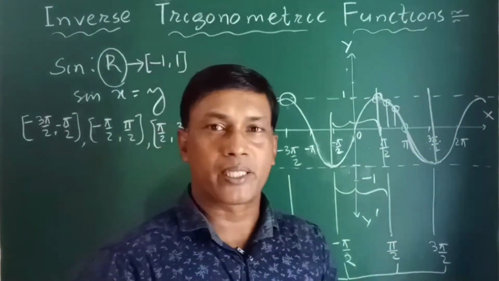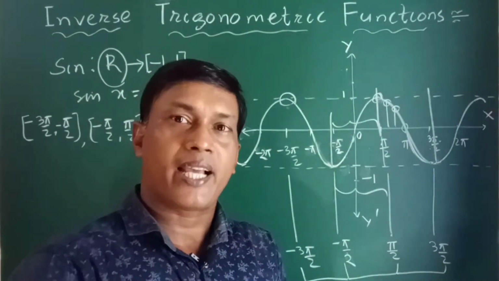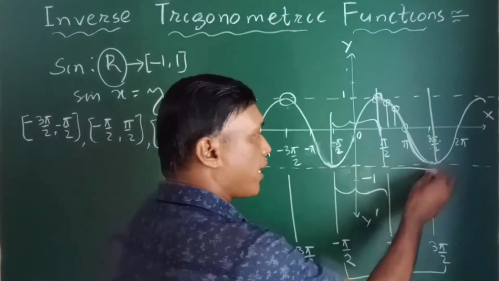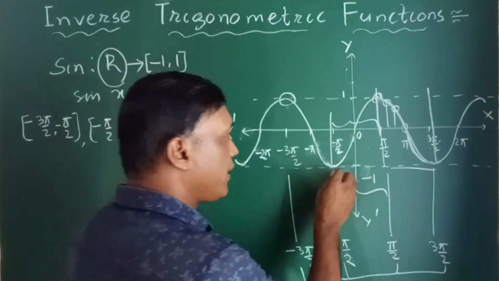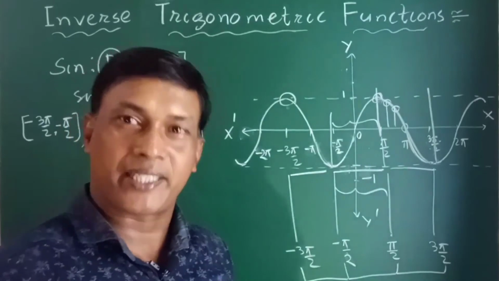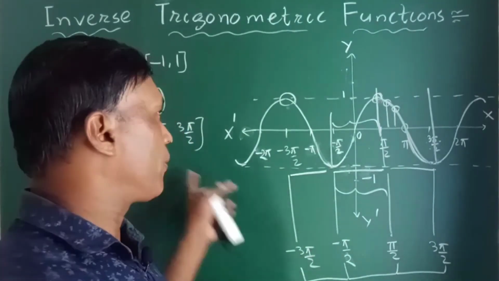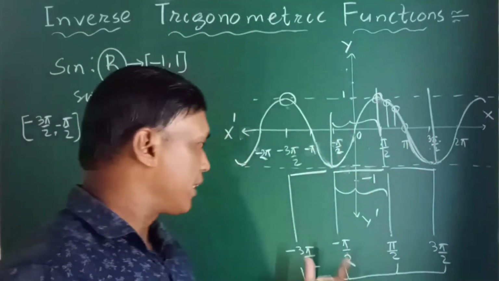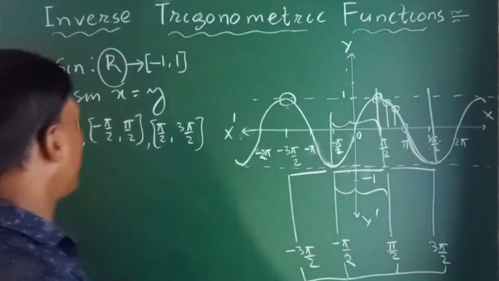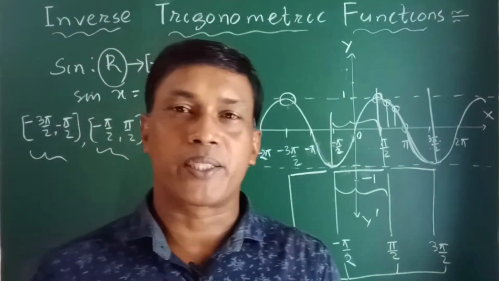कोई भी 2 y का वैल्यू सेम नहीं है. If no two y values are same, so every x has a different image, that means it's one-one. So in this branch sine is bijective, in this branch sine is bijective, in this branch sine is bijective. So sine function is not invertible, is not bijective on entire R, but in these intervals sine function is bijective. So these are the intervals in which sine function is bijective.